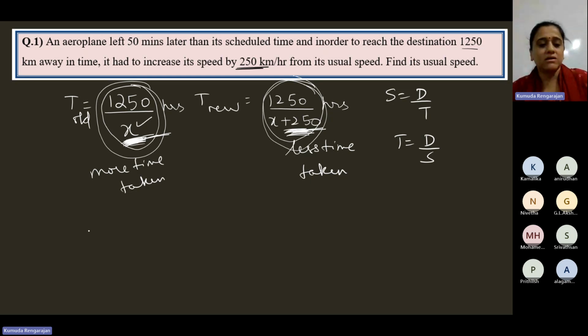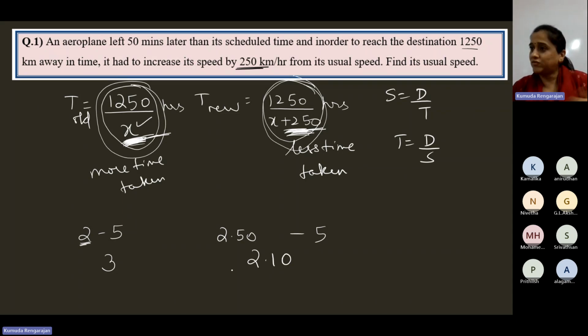Now, supposing the usual travel duration is 3 hours, say 2 to 5. It's supposed to take off at 2, but on that particular day, it does not take off at 2. It takes off at 2:50, but it reaches at 5 o'clock. So here it's taking 3 hours, but here it's taking only 2 hours and 10 minutes. So what is the difference in time taken? 50 minutes.